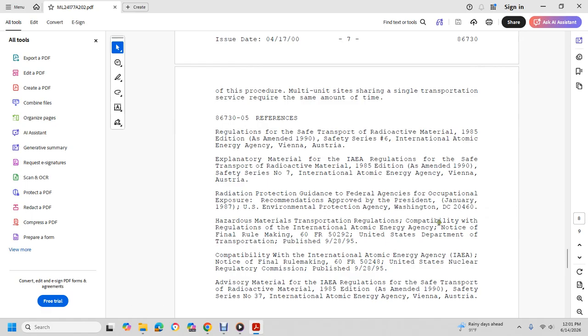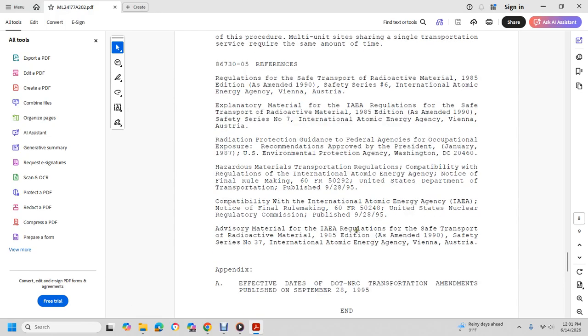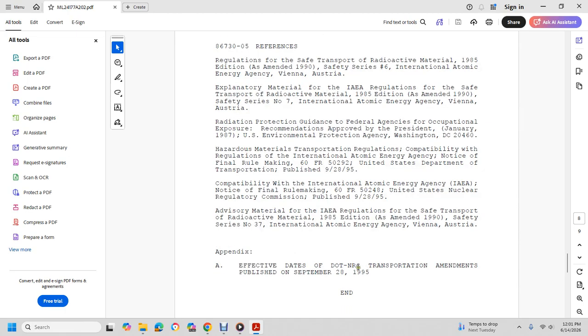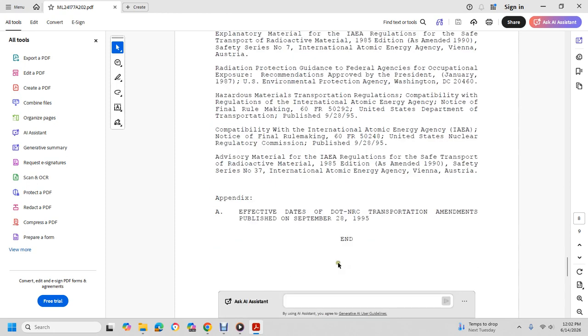The Hazardous Material Transportation Regulation, Compatibility Regulation, International Atomic Energy Notice of the Final Rules, Title 60 of the Federal Register 50292, United States Department of Transportation, published September 28, 1995. Compatibility International Atomic Energy Notice Final Rulemaking, 60 Federal Register 50248, United States Nuclear Regulatory Commission, published September 28, 1995. Advisory Material of the International Atomic Energy Agency for the Safety Transportation of Radioactive Materials, 1985 edition, Safety Series number 37, International Atomic Energy Agency, Vienna, Austria, with effective date of the Nuclear Regulatory Commission Transportation Amendments published on September 28, 1995.